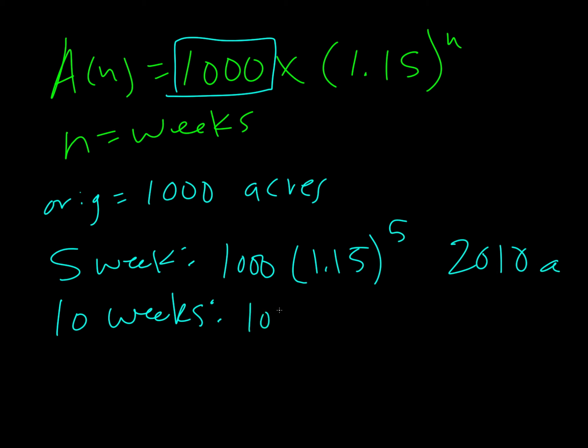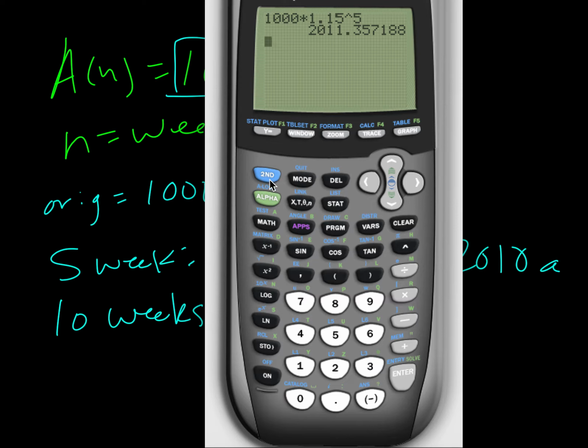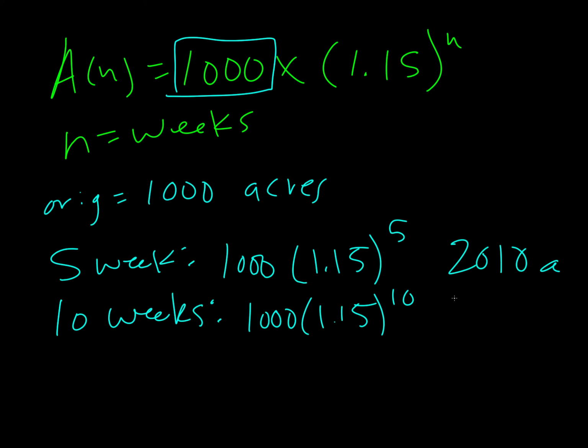And then we're going to look at 10 weeks. And so we use the same equation, but instead of plugging in a 5 right here, we plug in a 10. Go back to the calculator. A cool trick on these calculators, you can go second entry, second entry, and then we can just change that 5 to a 10 and hit enter. And that's going to be 4050 if we do 3 significant figures. 4050 acres.